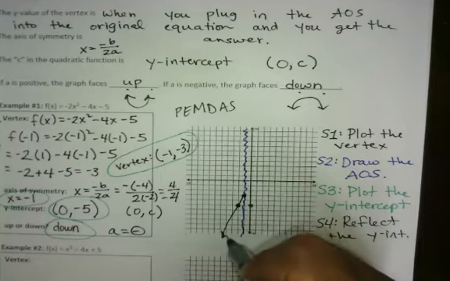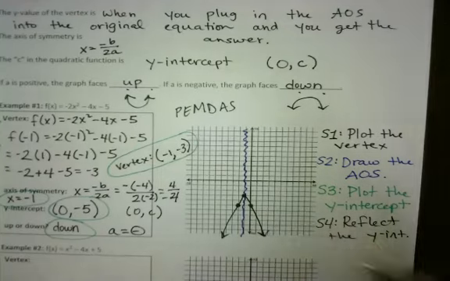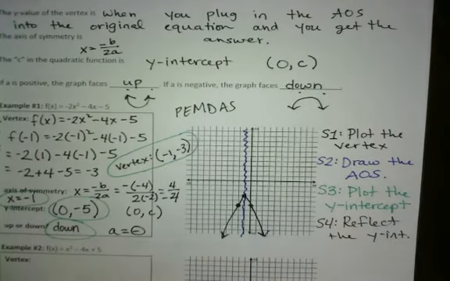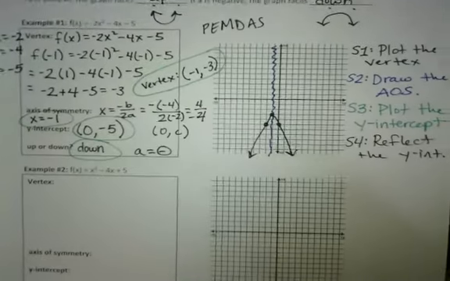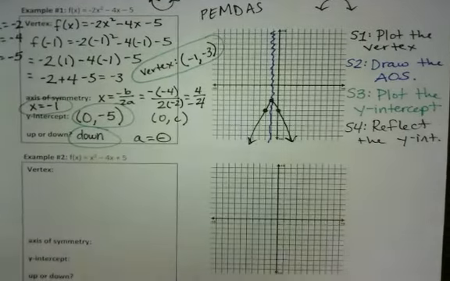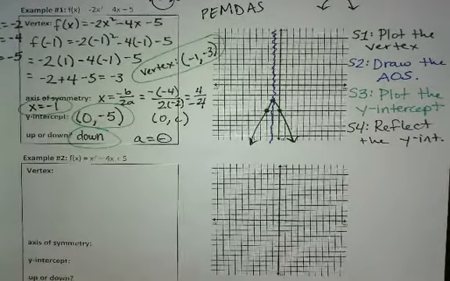So step 4, reflect the y-intercept. Since we know our graph is going down, it makes sense. And there's our parabola. Are there any questions? Because you're about to do one right now.